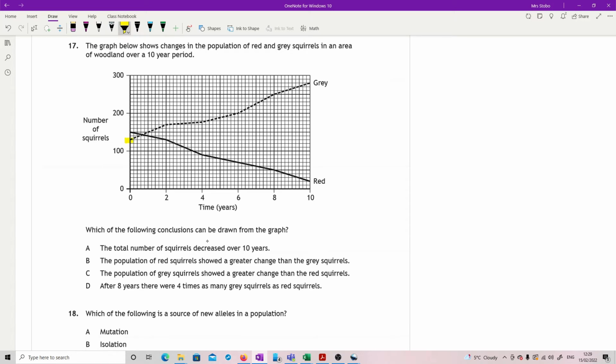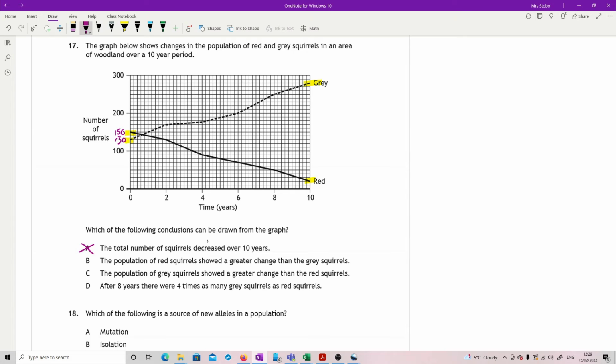Our greys were at, this is going up in 10, so they were at 130, and our reds were at 150. So add them up, okay? And then we've got our reds down here were 20, and the greys had actually increased to 270. So we had a total of 300 in this one, and we had a total of, what did I say there? 130 and 150. So 280, and that one was 300. So no, it's actually increased.